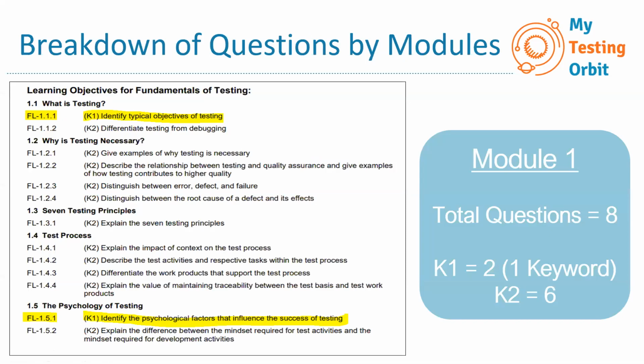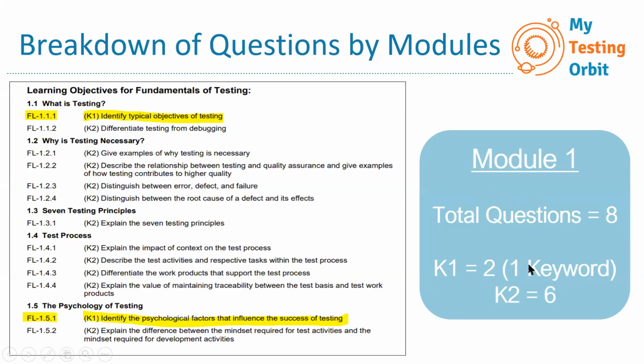Okay, so after breaking down the questions by key levels, now I want to go through the breaking down of questions by modules. We have covered 6 modules, so let's start with module 1. From module 1, these are all the learning objectives. And from module 1, 8 questions will be coming, of which K1, 2 questions, K2, 6 questions. I have highlighted the K1 learning objectives. We have covered all these topics. So we know that there are 2 K1 learning objectives, and from these, 2 questions are coming.